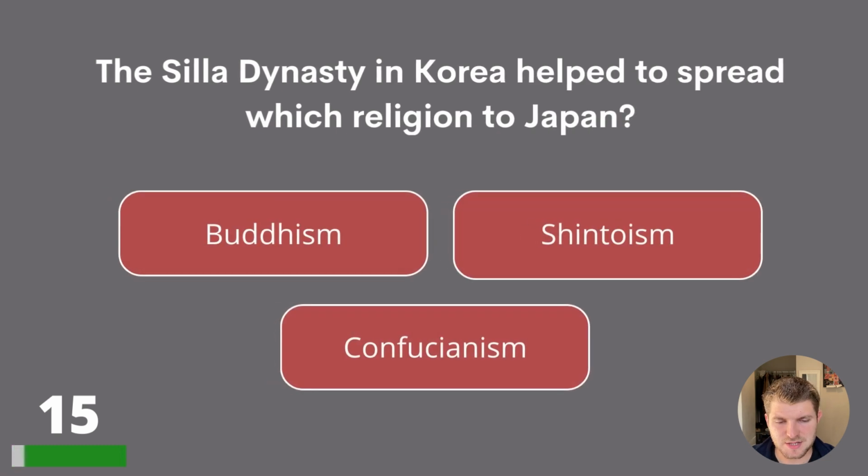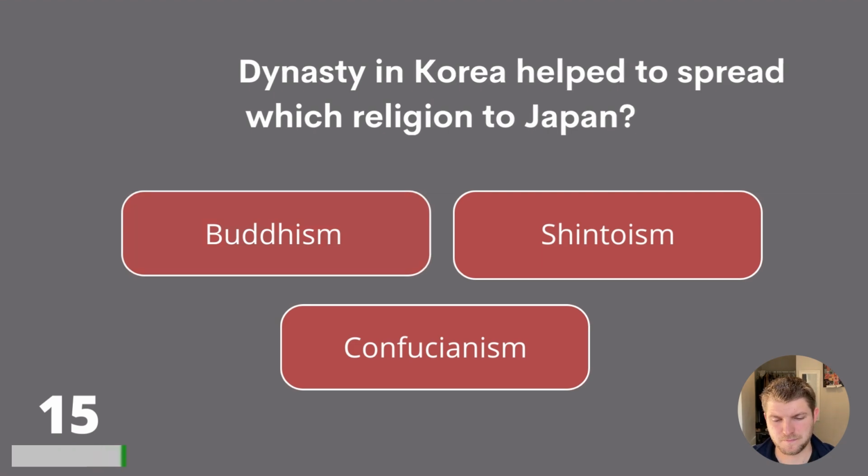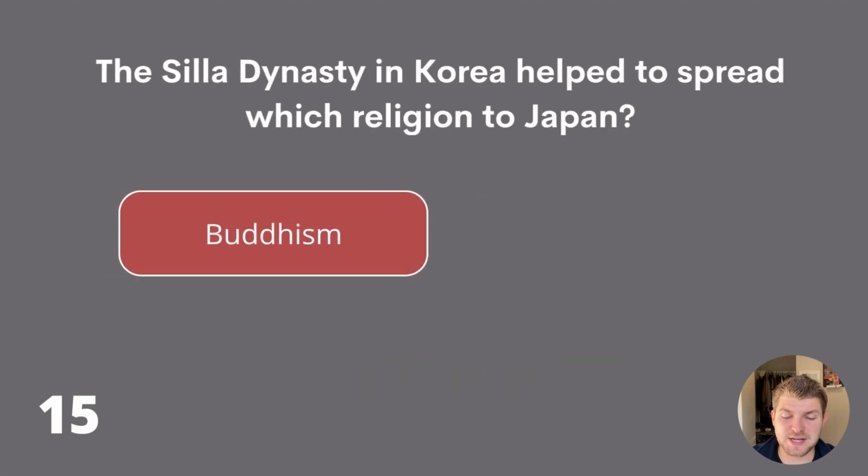15. The Silla dynasty in Korea helped to spread which religion to Japan? Buddhism, Shintoism, or Confucianism? The answer to question 15 is Buddhism.